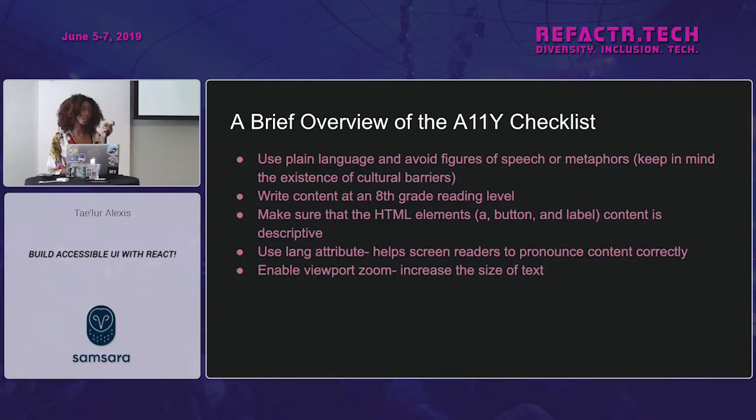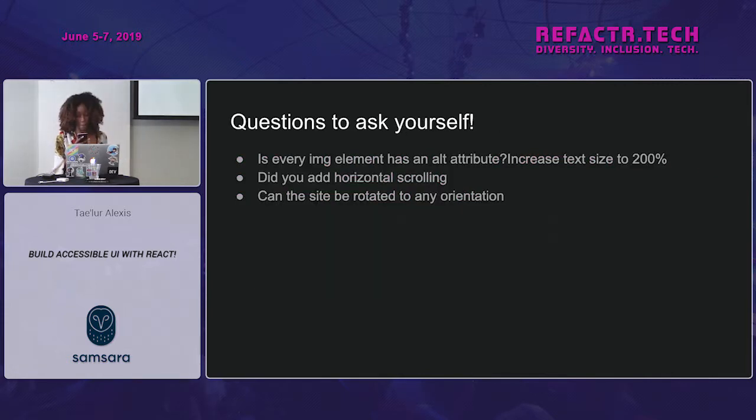Like on Medium, how you can zoom in. That's really, really important for me as someone who has vision issues. And then using the lang attribute, which helps screen readers pronounce content correctly. That's also really important. All right, so questions to ask yourself.